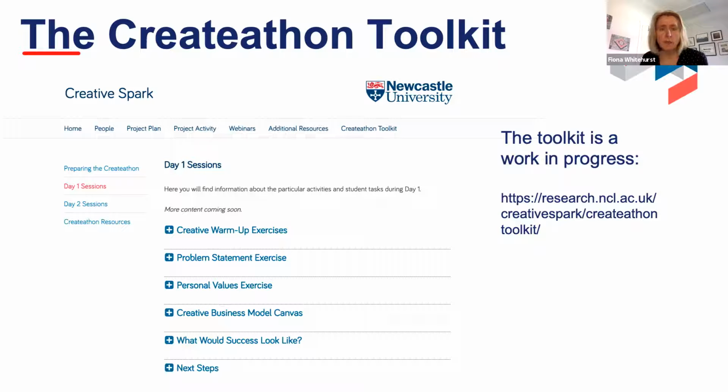So the Createathon Toolkit will be available on our Creative Spark website. You can see here that we've got different sections, thanks to Anna, on preparing the Createathon, the day 1 sessions, day 2 sessions, and the Createathon resources. So here you can see all of the different day 1 sessions. Because as Paul said, despite the fact that you can run it over different times, we do have a particular set of exercises that we use. Again, they will be ones that you can adapt to your own needs.